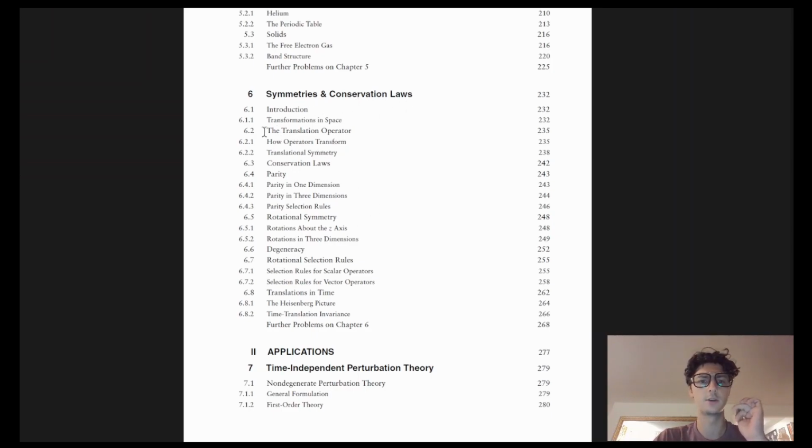Symmetries and conservation laws. An introduction, transformations in space, the translation operator, how operators transform, translational symmetry, conservation laws, parity, parity in 1 dimension, parity in 3 dimensions, parity selection rules, rotational symmetry, rotations about the z-axis, rotations in 3 dimensions, degeneracy, rotational selection rules for scalar operators, selection rules for vector operators, translations in time, the Heisenberg picture, time translation invariance, and further problems.